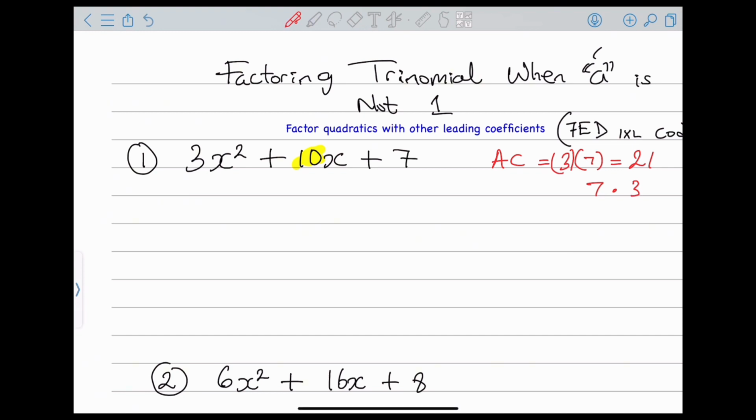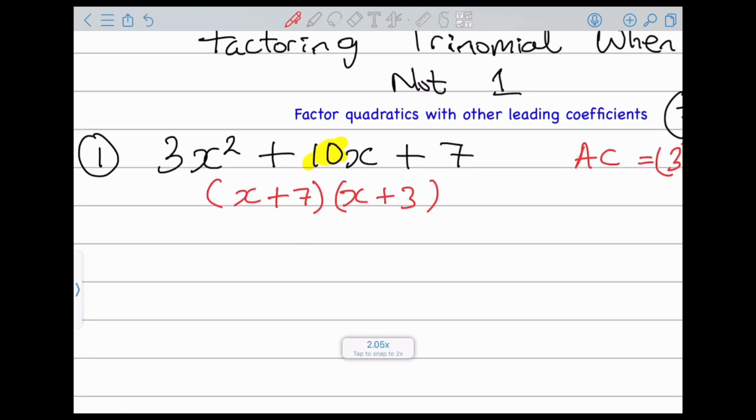Now, everyone, let's set it up. Parentheses. Parentheses. So you're going to say what? x plus 7, x plus 3. It looks like we are done, but we're not done.